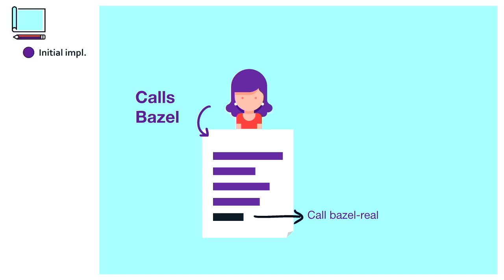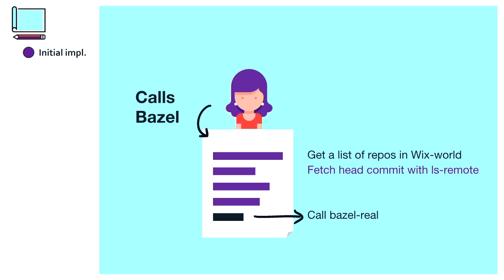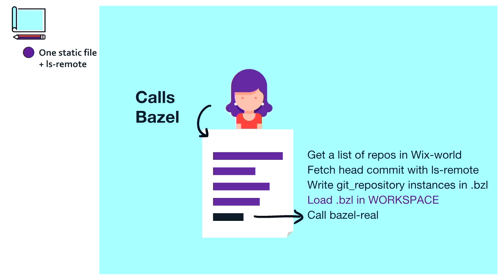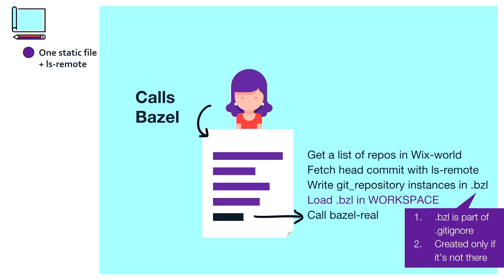Our initial implementation actually heavily relied on a feature of Bazel that you might know, that when the user calls Bazel, it doesn't actually run Bazel. It runs a script that takes a look at your workspace tools Bazel. If there's a script there, it will run it. If not, it will run Bazel real. And your script can also call Bazel real. What do we use it for? So we have a wrapper script there. The script gets a list of repos in Wix world. It fetches the head commit with git ls-remote, writes git repository instances in a .bzl, and then that .bzl is loaded in the workspace file. And later on, we call Bazel real. Now, the .bzl is, of course, in gitignore because the versions keep on changing. And it's created only if it's not there, so you don't actually have to pay the cost every time.